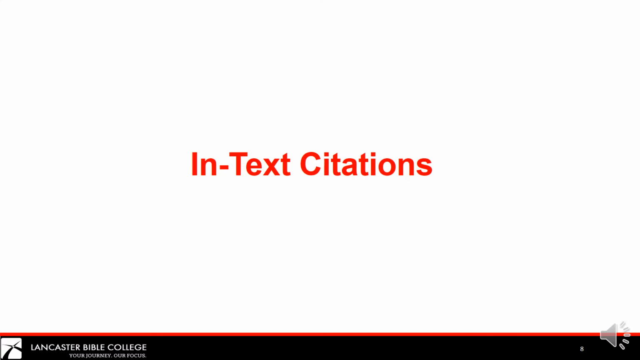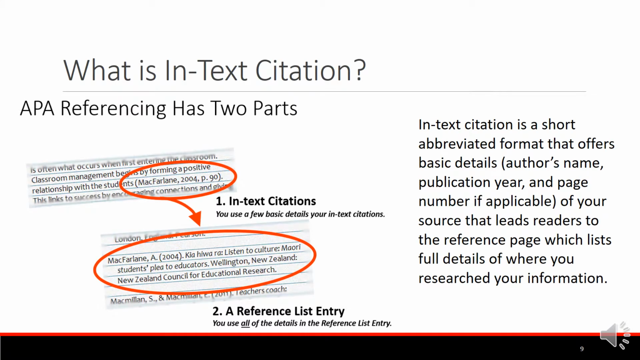In-text citations. The next important topic to discuss is in-text citation. In-text citation is an abbreviated format that offers basic details such as the author's name, publication year, and page number if applicable, informing of the source that you used. In-text citations are helpful as they invite readers to review the reference page and find full details of where you found your information.